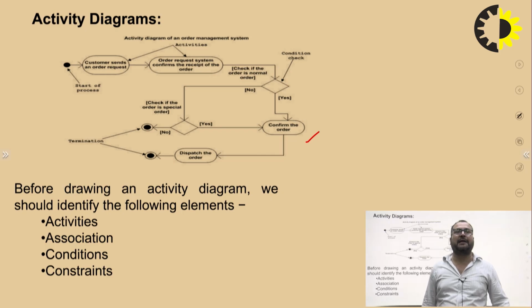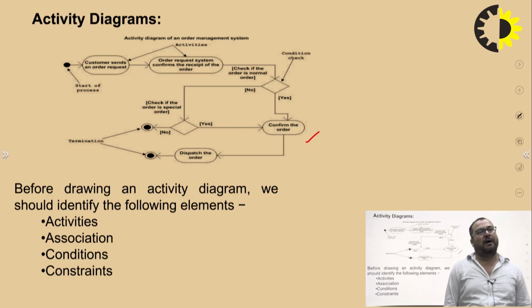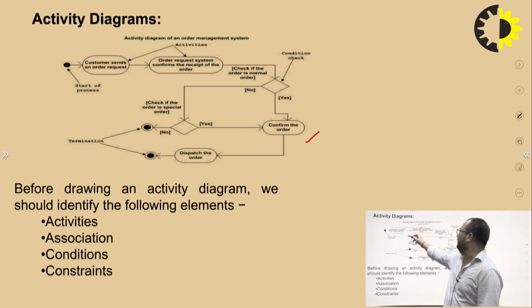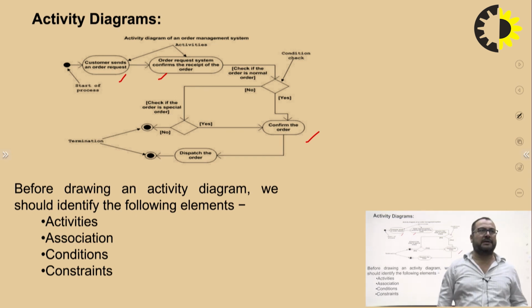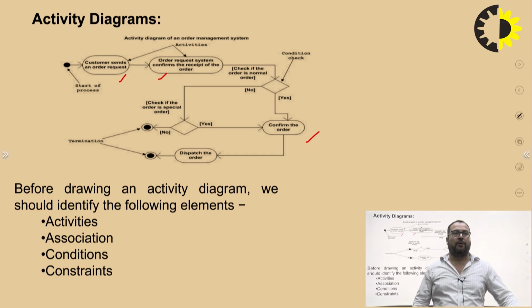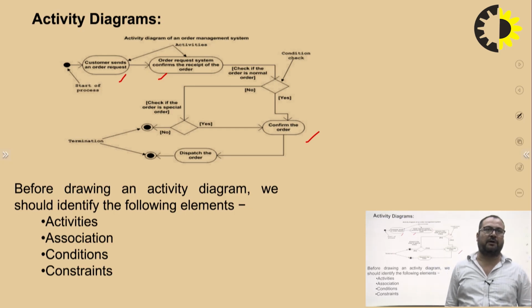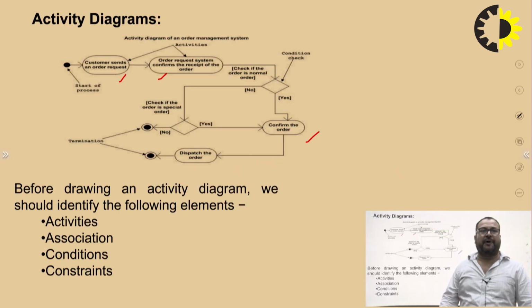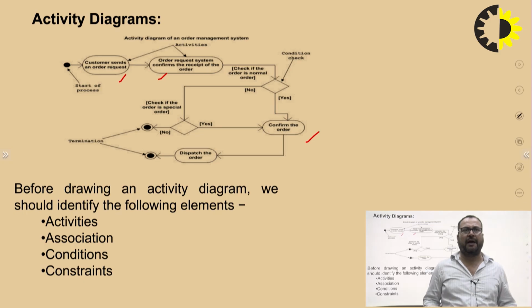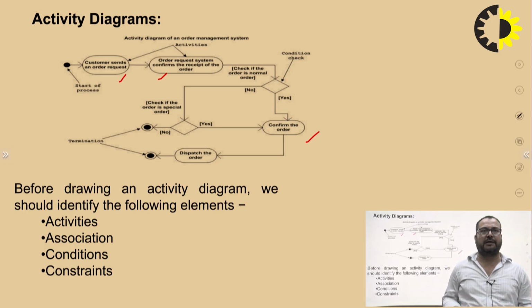So in an activity diagram, we try to find the various activities performed in the application. Using these activities, conditions and so on, we draw the activity diagram. Before drawing, we must notice what the activities are, what the associations are, and what the conditions and constraints are. These are the various ways in which things are represented using the following diagrams.